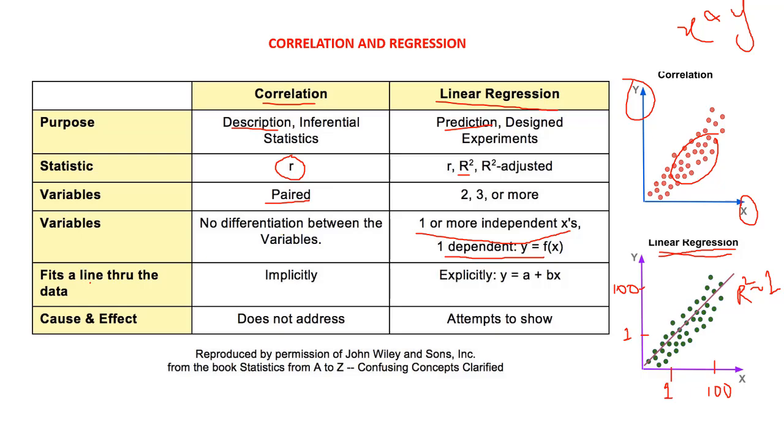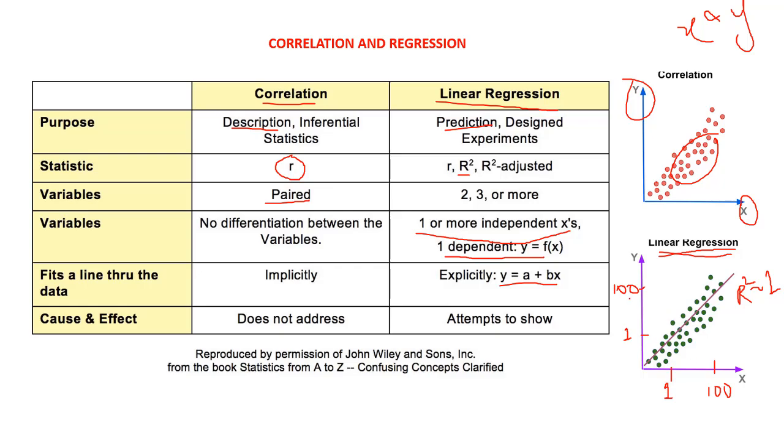So here implicit fit and here explicit fit. In regression, we have to define in what fashion it is fitting. But in correlation we don't need to fit as such. We just need to broadly define the relation. So here cause and effect is not addressed, but in regression we have to show that if x is this much, then y is coming this much, or y is dependent on x.